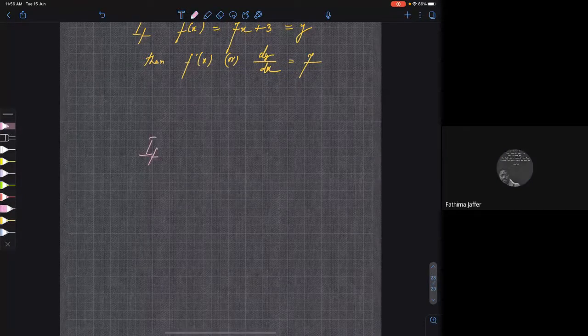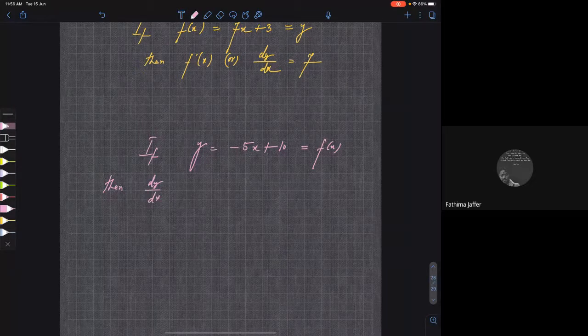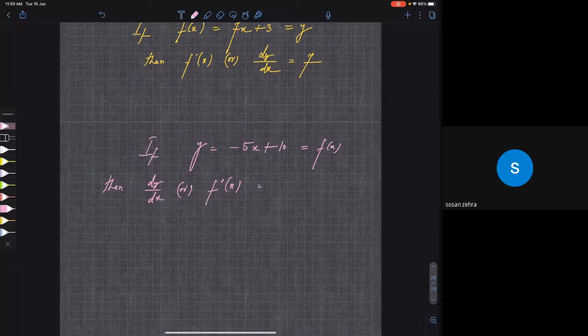Last question. If y equals minus 5x plus 10, or if I can say f of x equals minus 5x plus 10, then dy by dx or f dash of x equals minus 5.